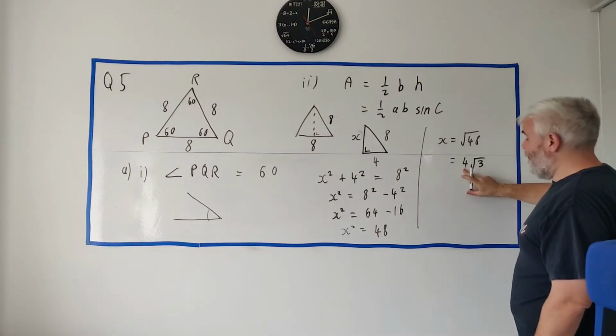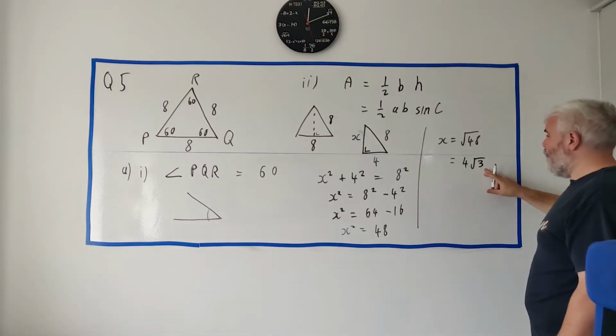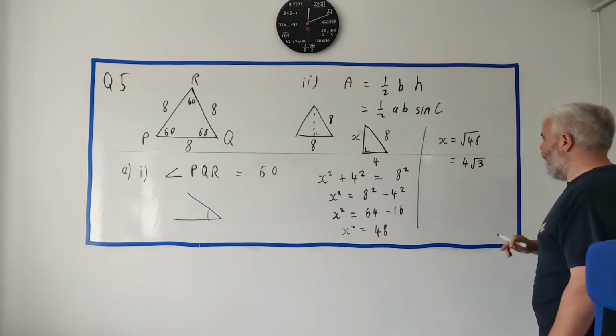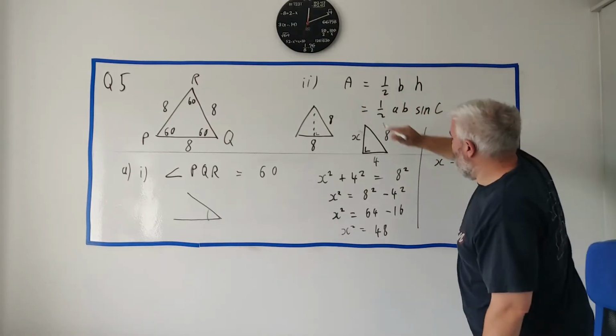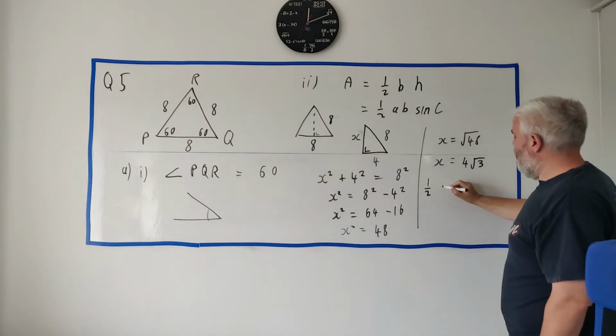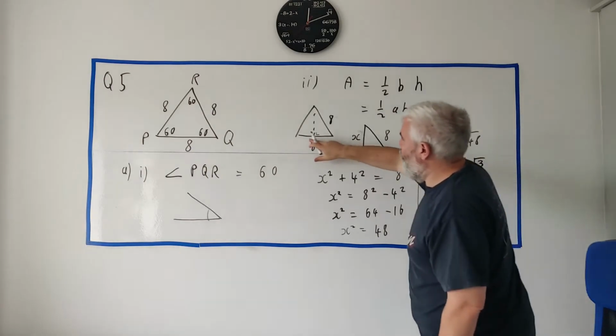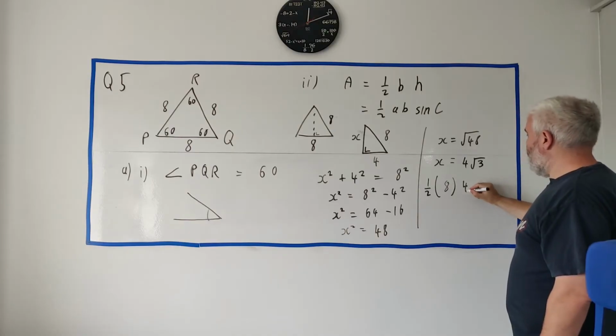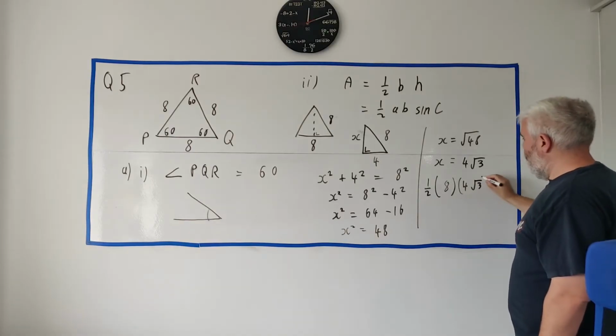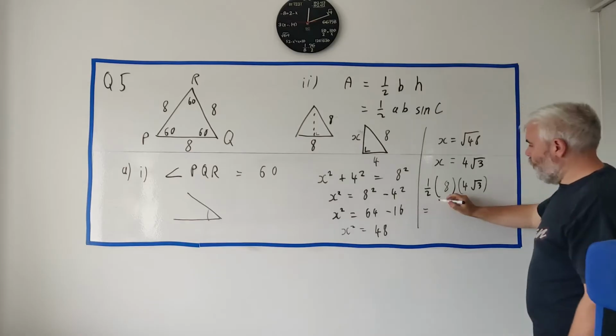4 squared is 16, square root of 3 squared is 3, 3 times 16 is 48. That's great. So that's your perpendicular height. So if you want the area, it's just a half times the base, the whole base is 8, times the perpendicular height. Put all that into a calculator or do it yourself.